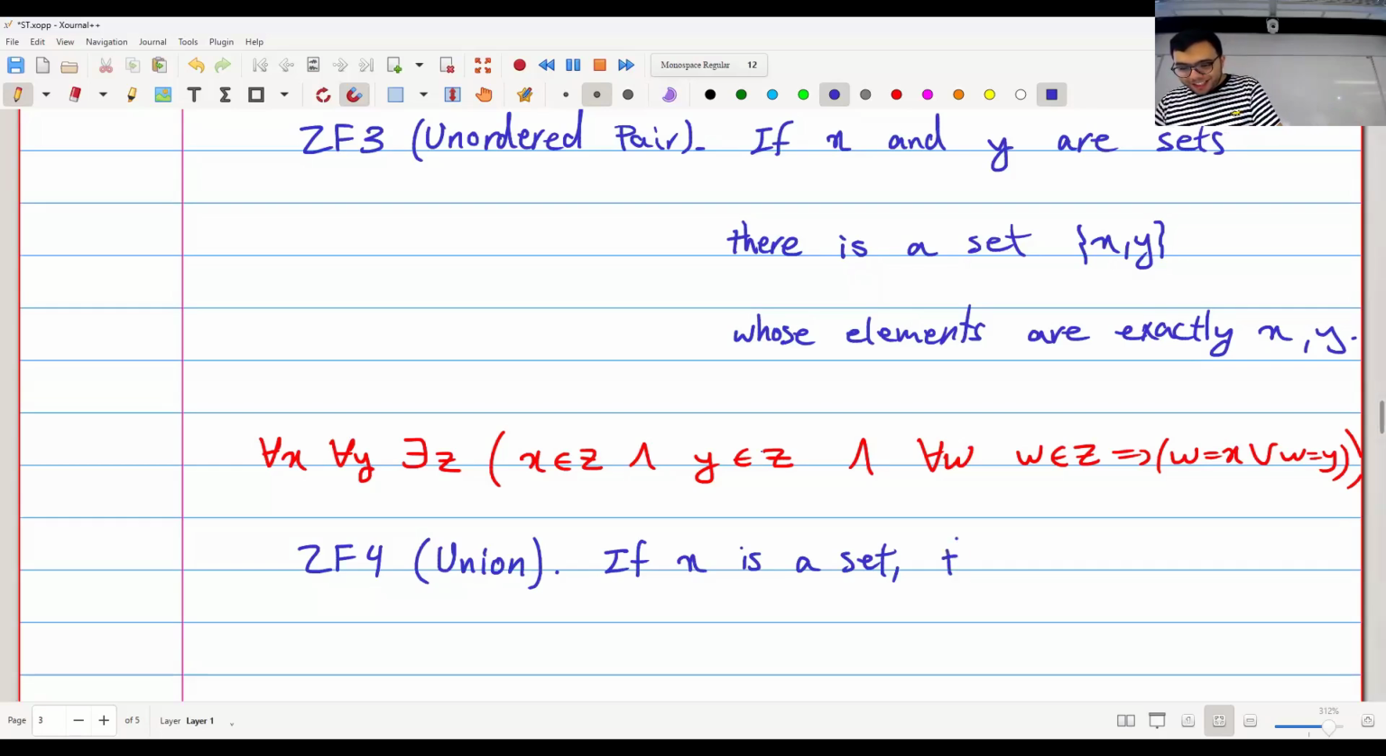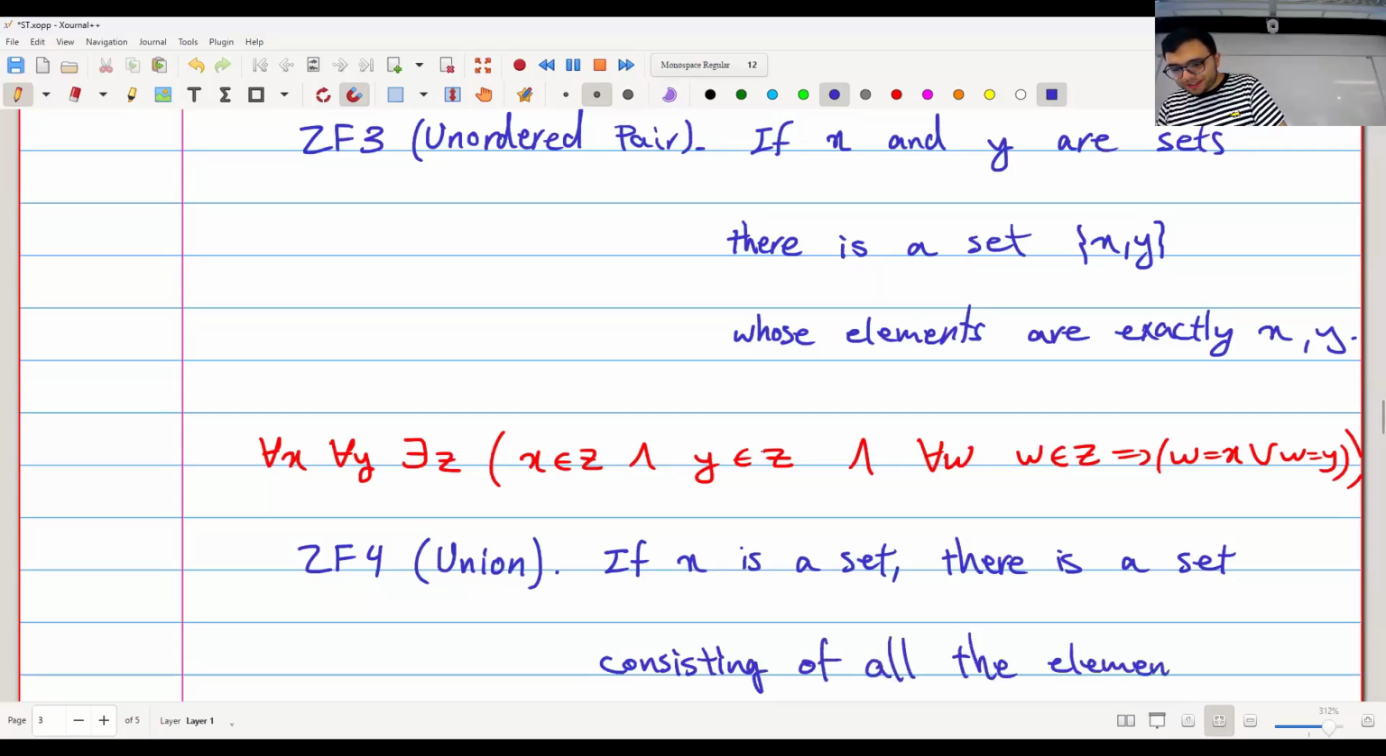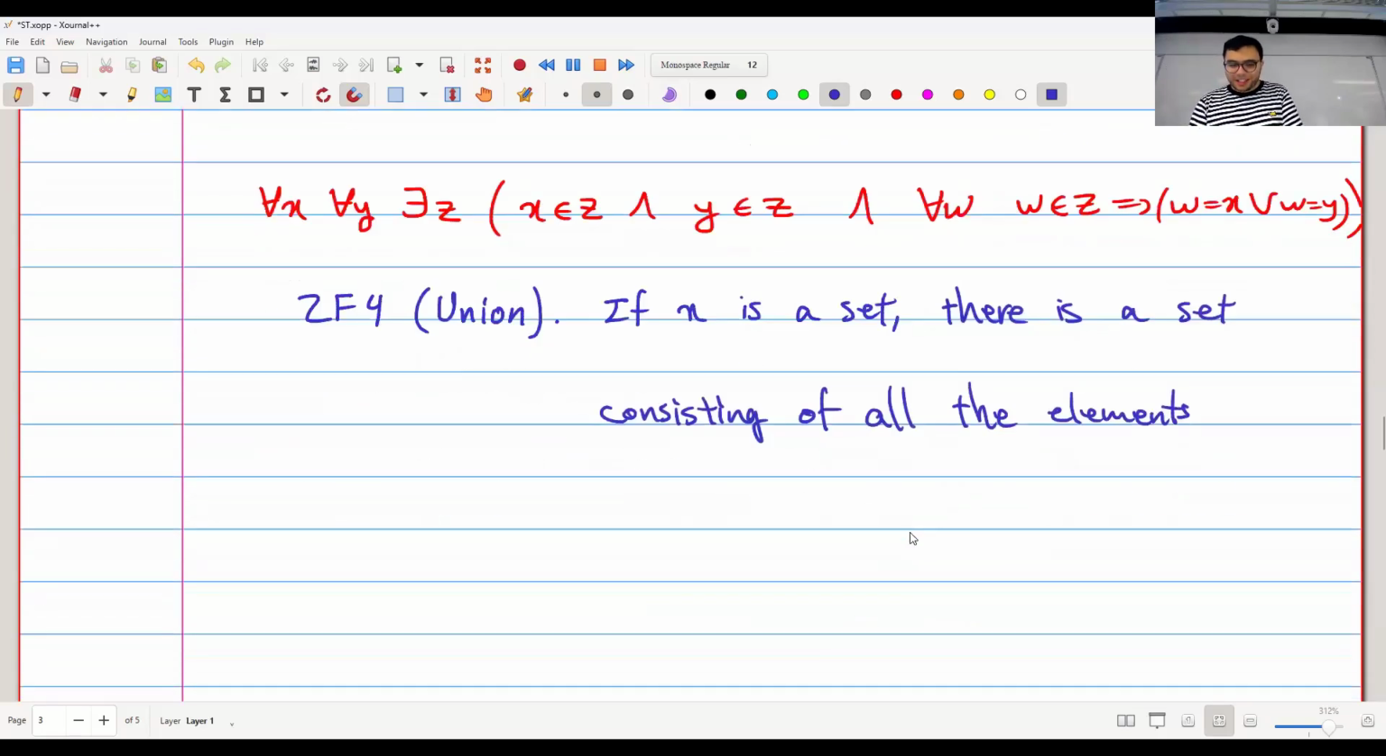If X is a set, there is a set consisting of all the elements of X.